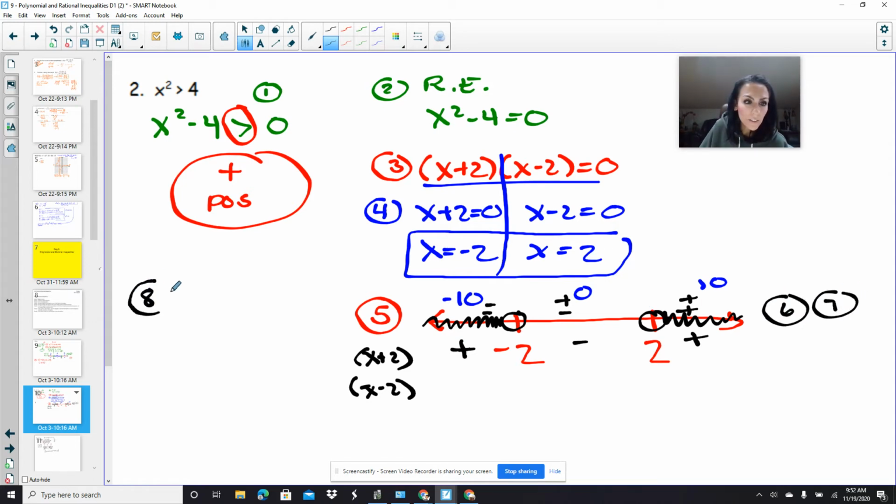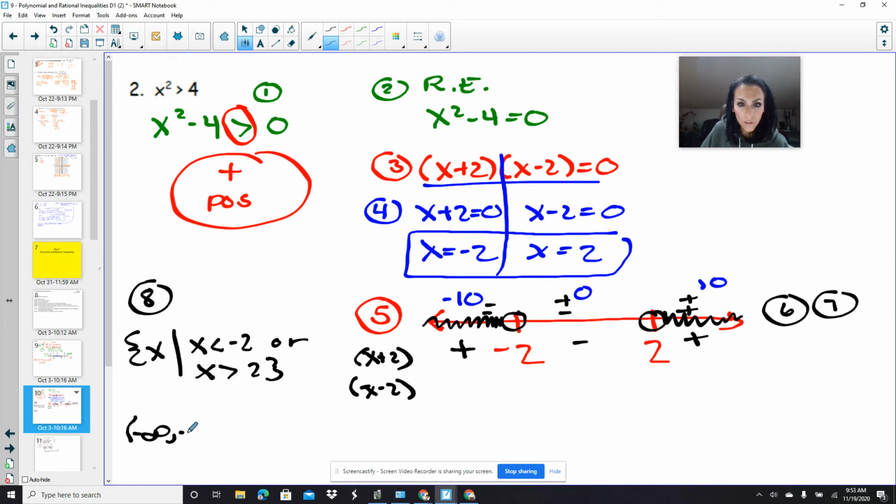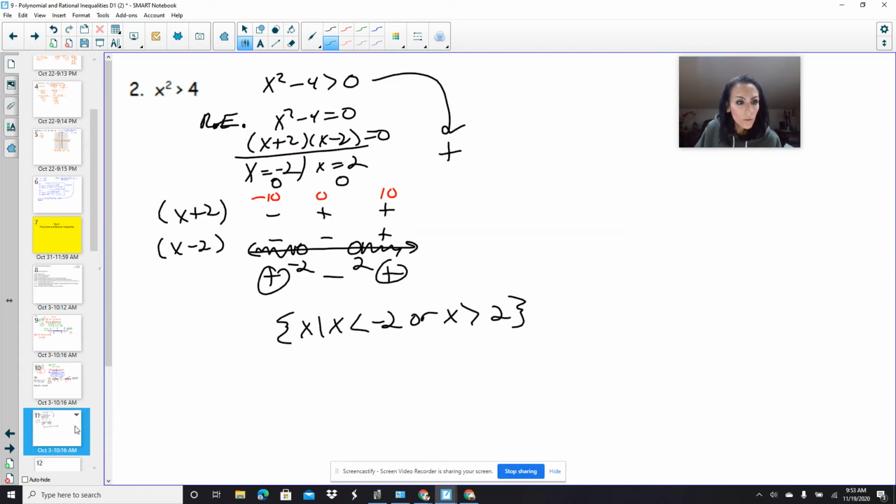Step 8, let's write our answer. We have x such that, in this case, x is less than -2, or x is greater than 2. If we want to use interval notation, it looks like this: -infinity to -2, union 2 to infinity. So either one, set builder or interval. Okay. Alrighty.